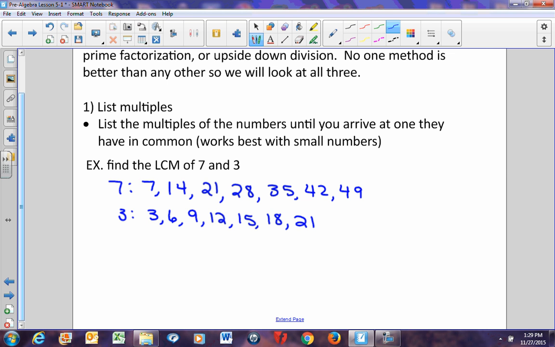Aha, I finally found the multiple I've been looking for, right? The smallest multiple they both have in common is 21. So the least common multiple between 7 and 3 is 21. This works fine when your numbers are small, but tends to be very tedious and very cumbersome if your numbers are very large.